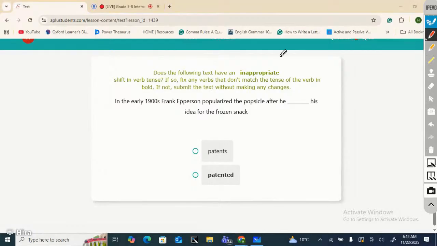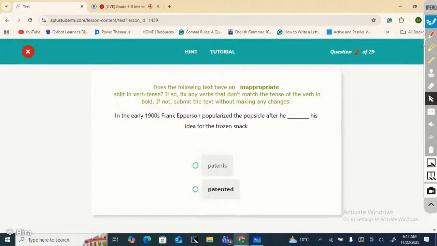Patented. Let's look at the first verb used in this sentence: popularized, because it means make popular, make something popular. Popularized ends in -ed, which means it is past tense. So, with no inappropriate shifts in verb tenses, we require another past tense verb.